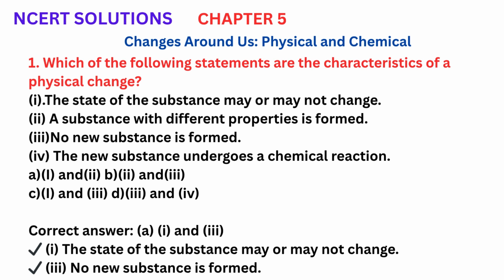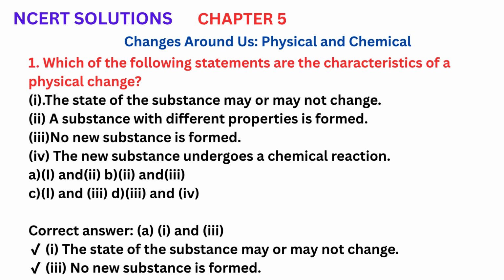Four options are given. First, the state of substance may or may not change. Second, a change with different properties is formed. Third, no new substance is formed. Fourth, the new substances undergo chemical reaction. A: 1 and 2, B: 2 and 3, C: 1 and 3, D: 3 and 4. The correct answer is A, 1 and 3. The first one is the state of a substance may or may not change. The third one, no new substance is formed.